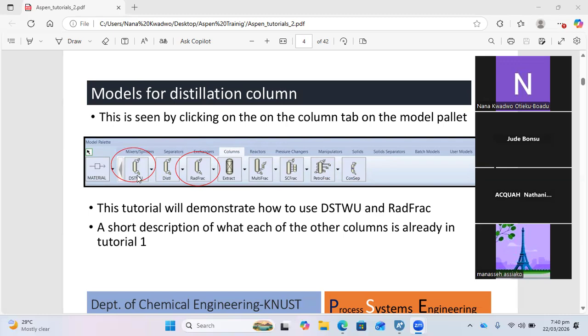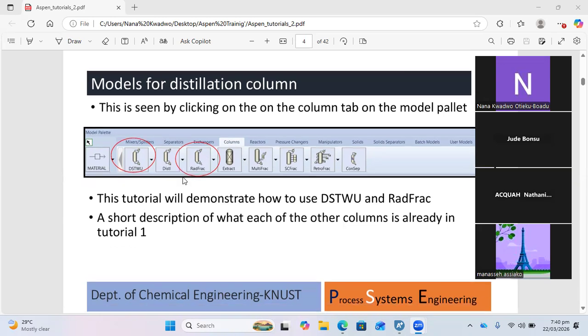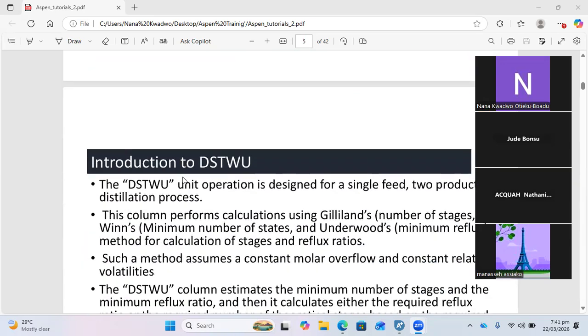So for the DSTWU, it's a shortcut model. We can just put in some initial data just to quickly get an idea of what to expect. But for the RADFRAC, it's a little bit more detailed. You can go into details with the column internals. You can specify so many different things over there, and it can account for even some kinetic relations and all these things. So DSTWU is a shortcut method. RADFRAC is a more detailed and a more rigorous model that we can use.